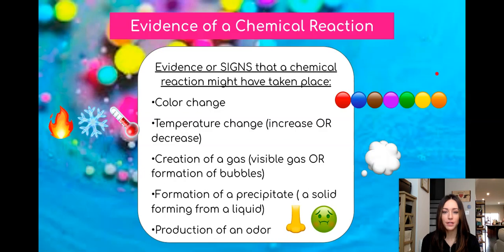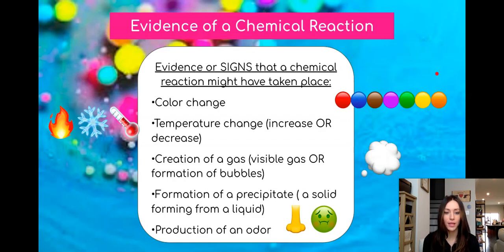The first piece of evidence is a color change. That just means that, again, if two substances interact and I see the color of the substances change, it tells me a chemical reaction might have taken place. Next is a change in temperature. This can either be an increase in temperature, or the substance is getting hotter, or a decrease in temperature, meaning the substances get colder. Next is the creation of a gas.